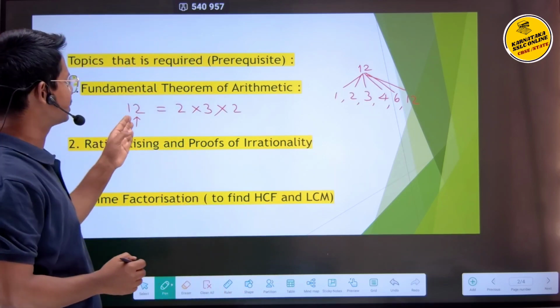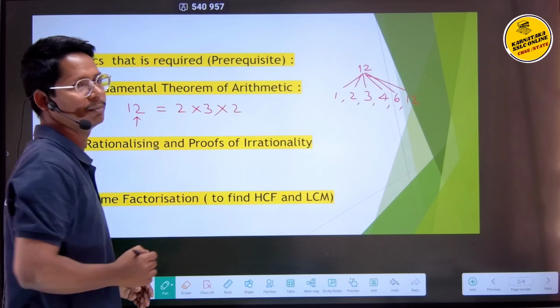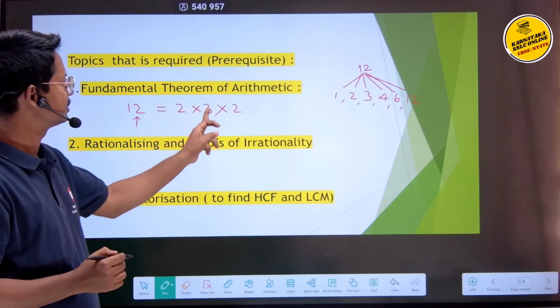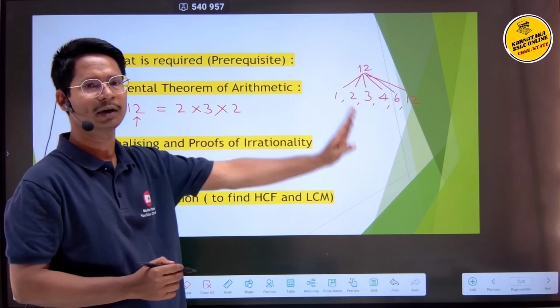So such a composite number can be expressed as a product of its prime numbers. Okay, 2 3s are 6, 6 2s are 12. This is nothing but the fundamental theorem of arithmetic.